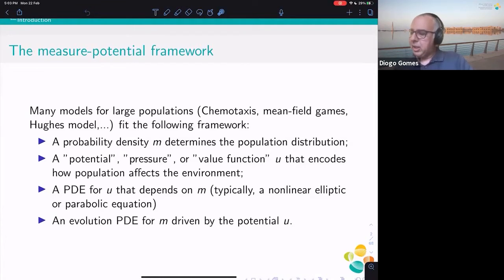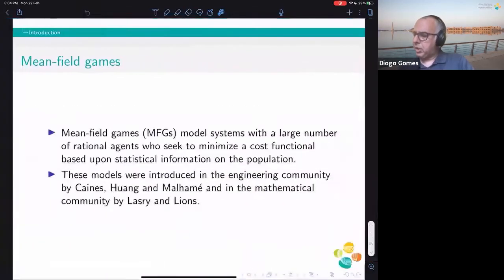Out of this, in many of these models, there is a value function or a potential or a pressure that encodes how the population affects the environment. And these two variables, U and M, are coupled together with a non-linear elliptic or parabolic equation. And so the effects of the population on the pressure, and the pressure drives the evolution of M. And this is exactly the framework of many chemotaxis models, certainly mean field games, the Hughes model, that's another model that fits this kind of framework.